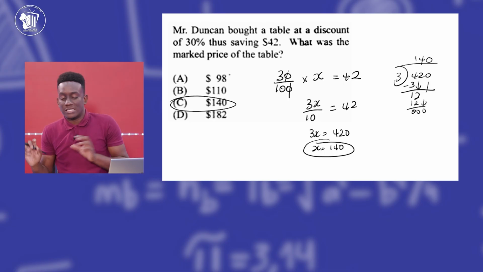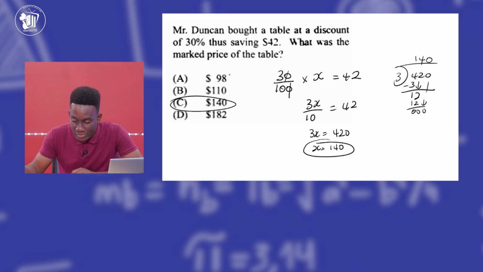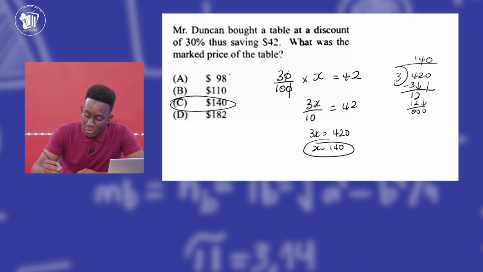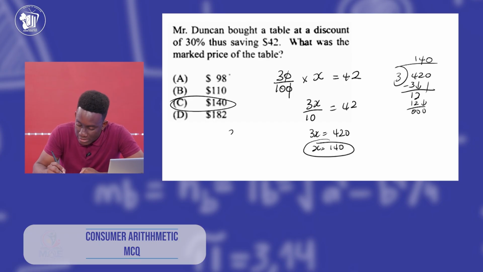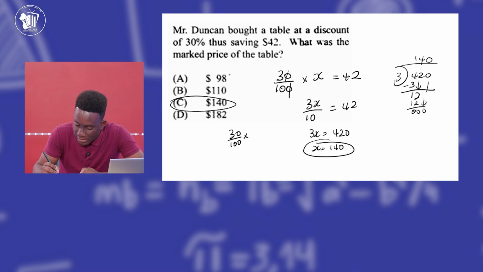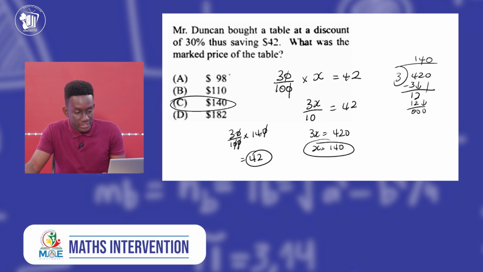So we can double check our answer. Since this is multiple choice, we could have easily done trial and error as well. So we can find 30% of 140. Let's see if we'll get $42. So let's see, 30 over 100 multiplied by 140. This 0 go with that 0. This 0 go with that 0. 3 times 14, 14 3s are 42. So this is equal to 42. So indeed, we see the discounted price was $42 if it cost $140. And that is how the answer is 140.